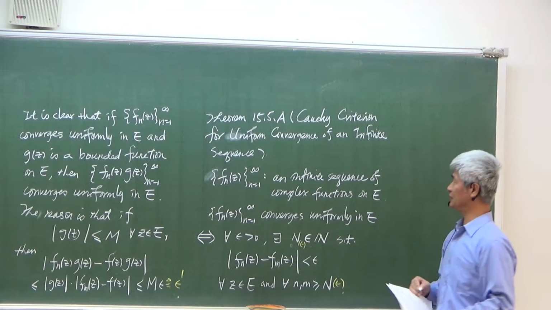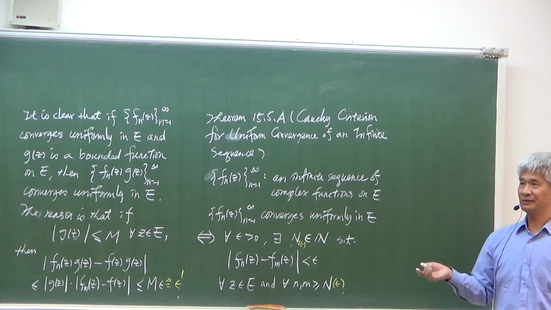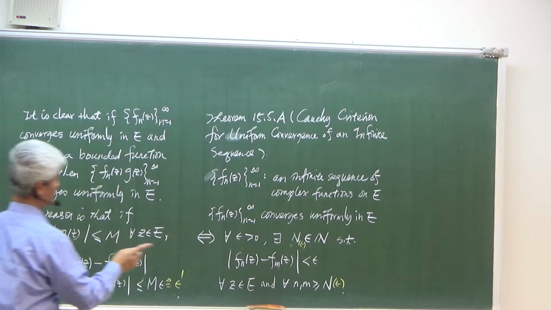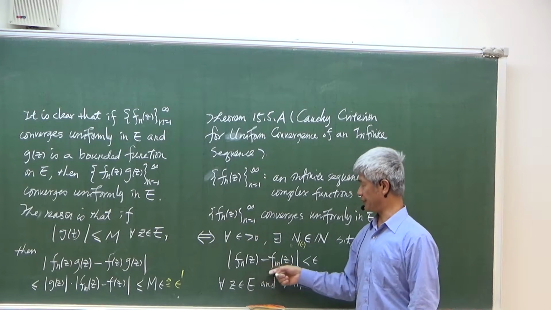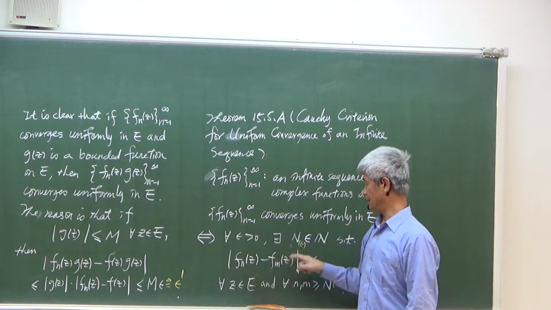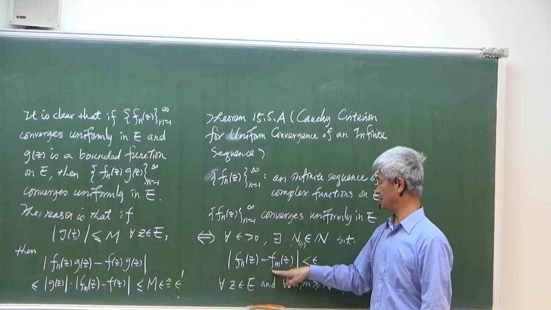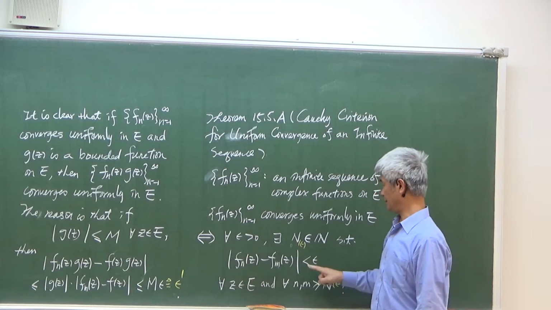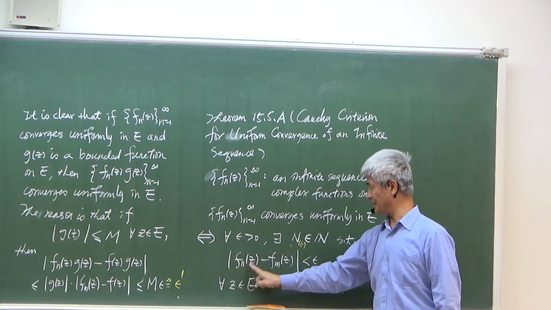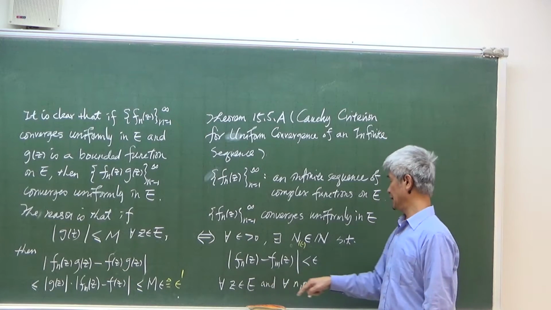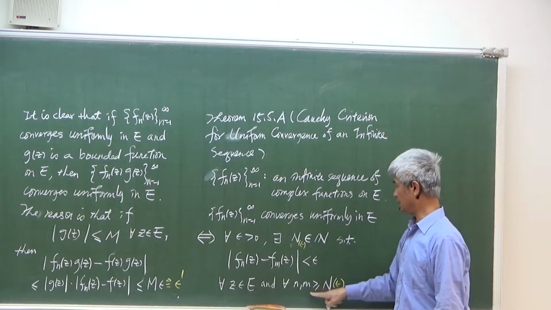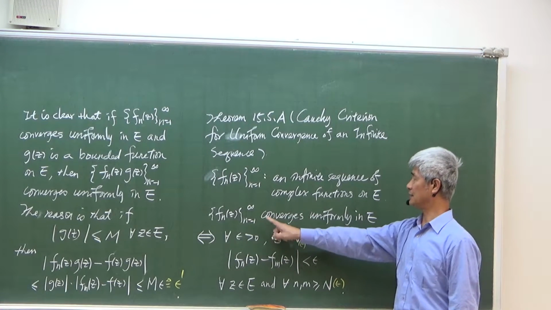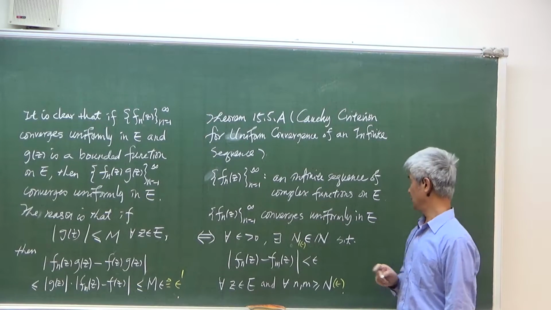So this is the Cauchy criterion. You don't need to know the limiting function first, right? You don't need to know that. You just compare, take the difference of two member functions, and see that the difference is less than the prescribed epsilon for all the z on the domain and for all n and m greater than or equal to a capital N. If this is true, then we know that this sequence converges uniformly on E.